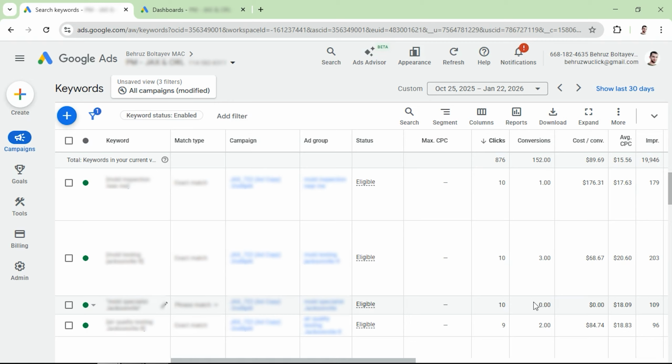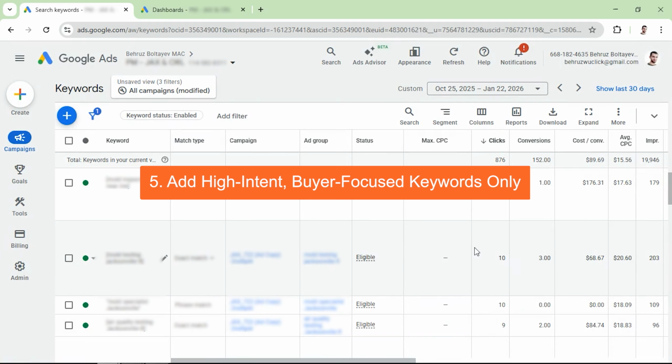You can sort them by their cost per conversion, or by their clicks, or by their cost, and make sure that they've generated enough clicks so that you're making your decisions with enough data. And you can do that again with ad groups and campaigns as well if you have a lot of ad groups or several campaigns. And the next thing on our list: add high quality buyer intent keywords only.